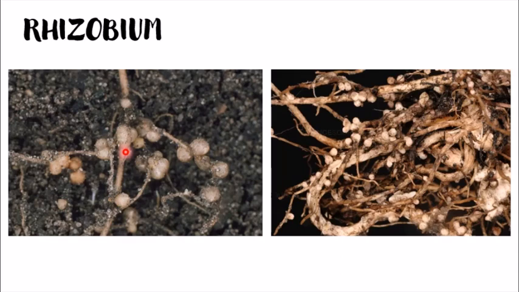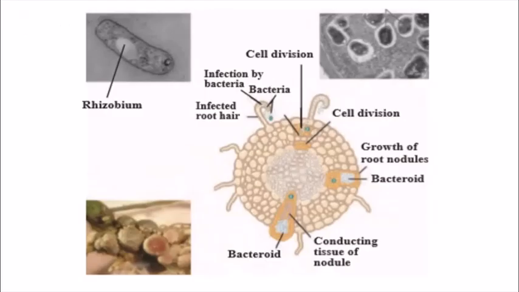So it is like saying, I am helping you, so you also help me. And this is called a symbiotic relationship. So the microorganism has a symbiotic relationship with the plant. This is how the root nodules look from inside.